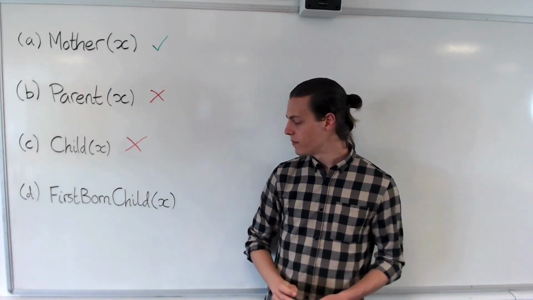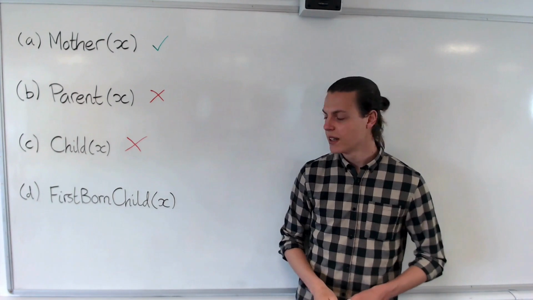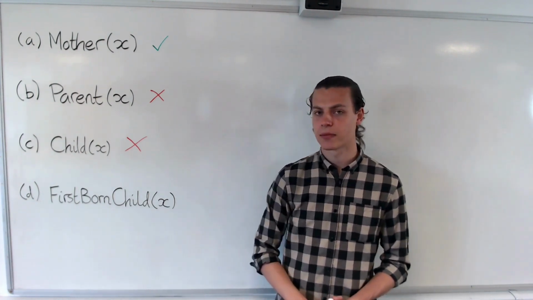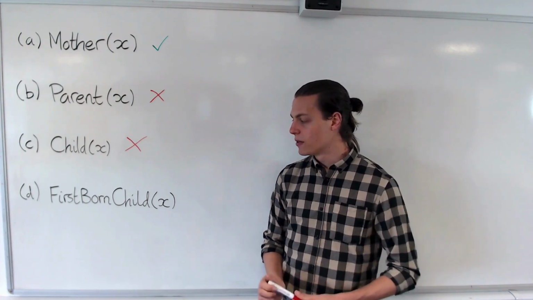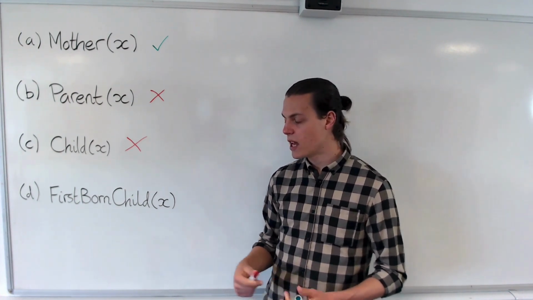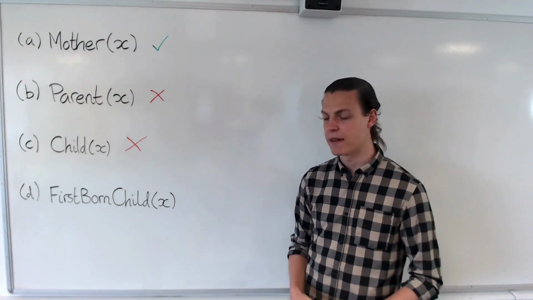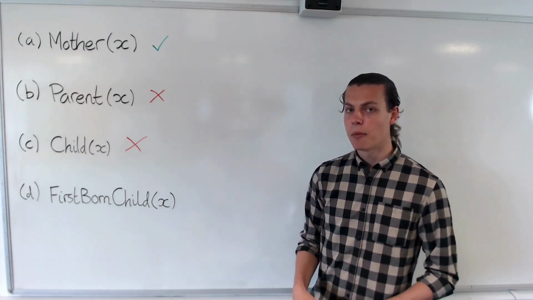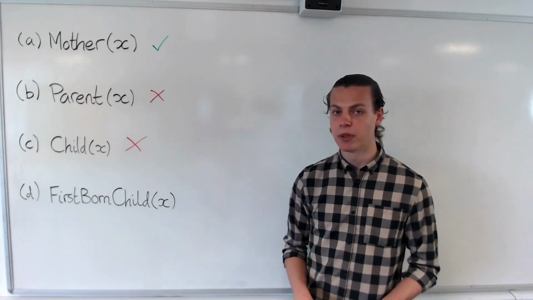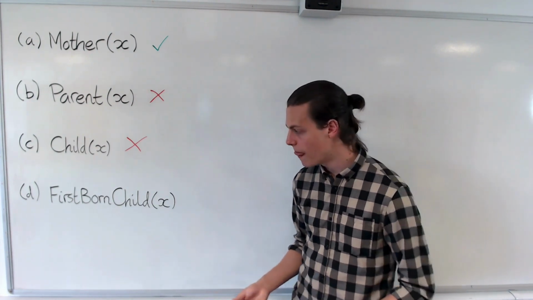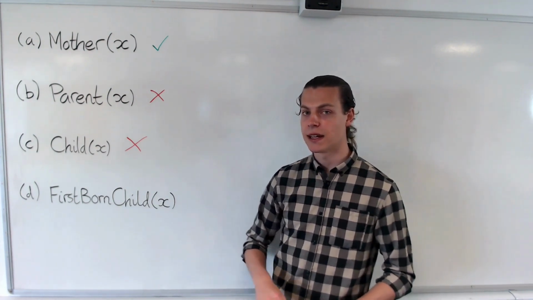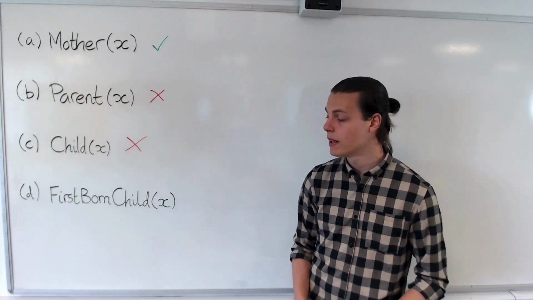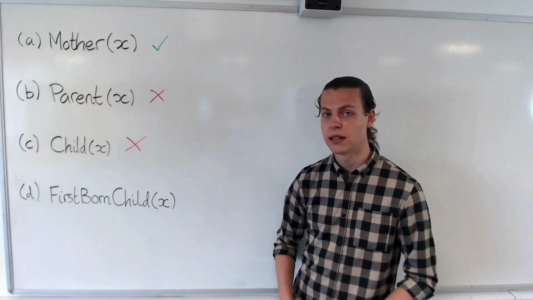And finally, firstborn child of X represents the firstborn child of person X. Now, certainly, if a person has a child, then they will have exactly one firstborn child. But again, there are people that do not have children, and so there are elements in the domain that are not mapped to any element in the codomain. And so this is not a function.